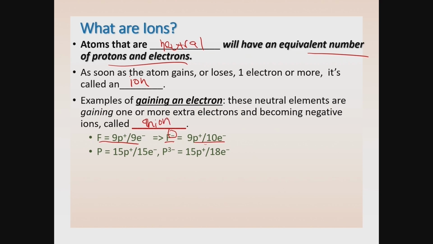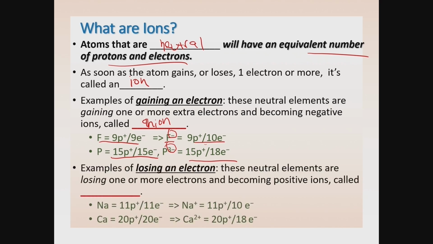Okay, another quick example of that. We're starting out with the neutral phosphorus atom with 15 protons, 15 electrons. Let's say for some reason this phosphorus atom gains 3 electrons, and so now we're up to 18 electrons. Well, we have a lot more electrons than protons, right? So we have 3 extra charges. This is indicated in the symbol here with a 3 minus, and so this is an anion as well.